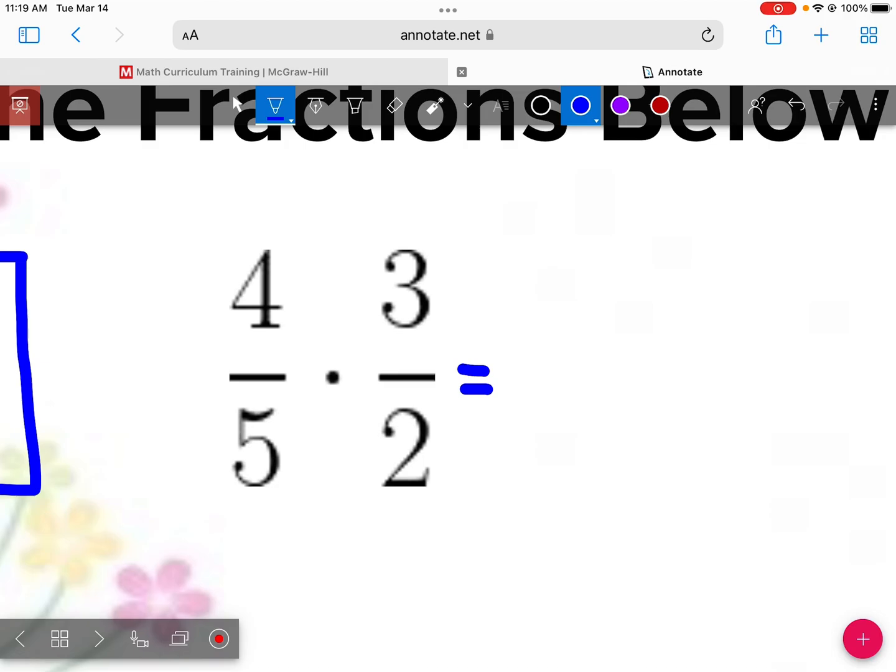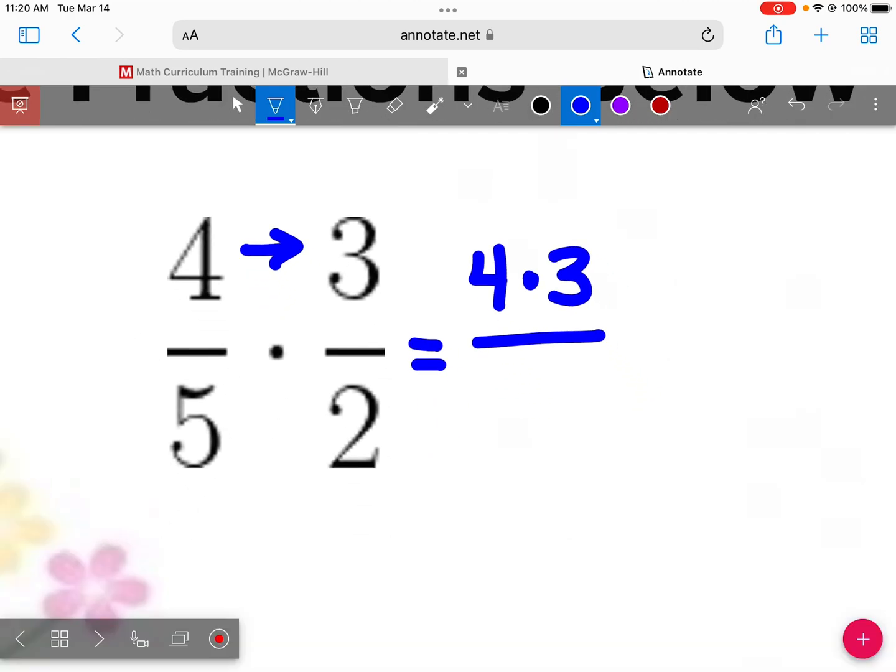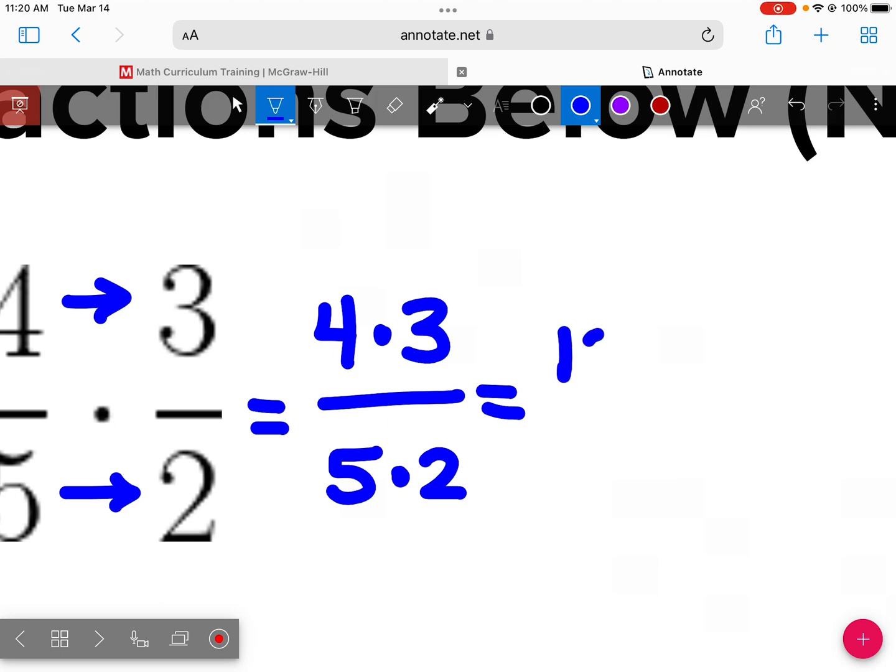For the second one, what do I multiply together to get the top? 4 and 3. So I do 4 times 3 on the bottom. 5 times 2, so that's going to give me 10. So I have 12 over 10.